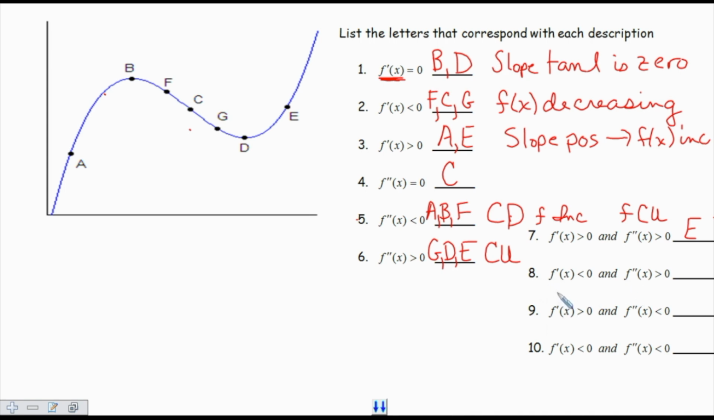So if I interpret number 8, that means f double prime is less than 0, which is negative. Where is F? This is all about F. Where's F? Decreasing. And where's F? That means concave up.